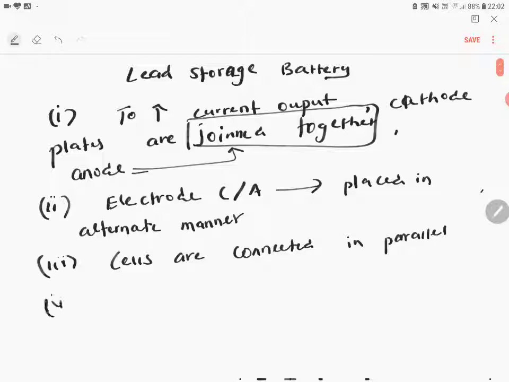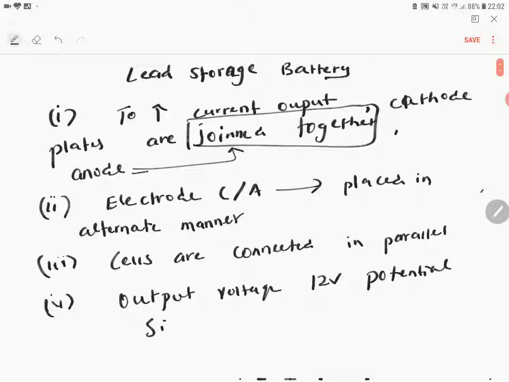Therefore, to have the output voltage, 12 volt potential is used. This 12 volts corresponds to 6 cells connected in series, connected in parallel.